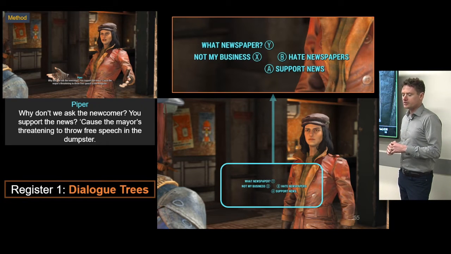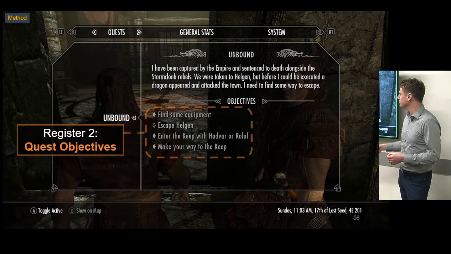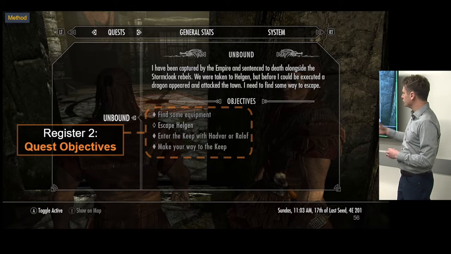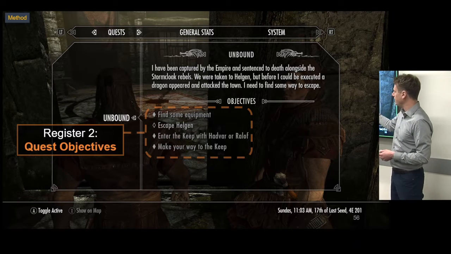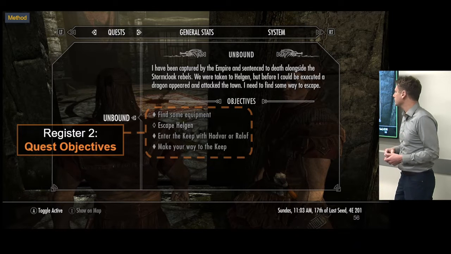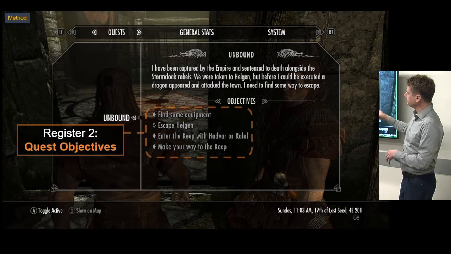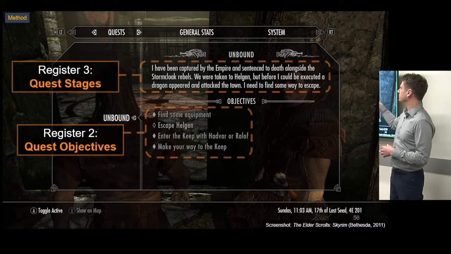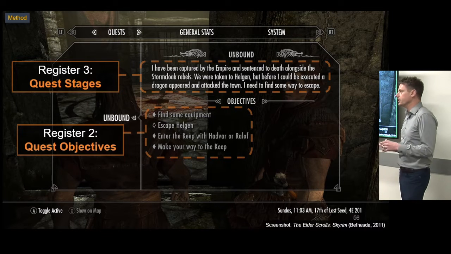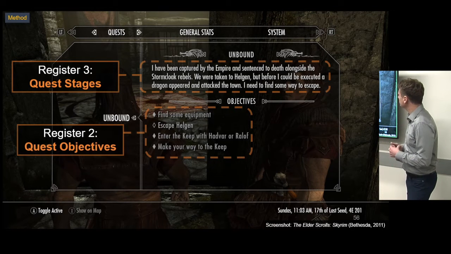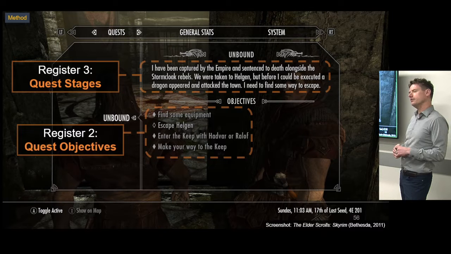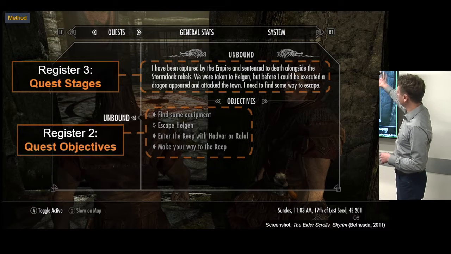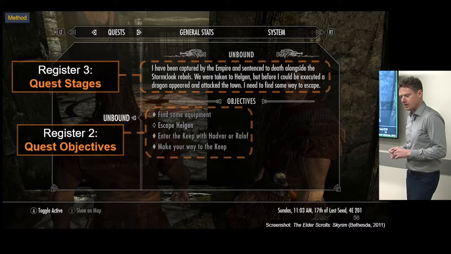And then there are two written registers, which I call quest objectives, and you see those here. Again, these aren't spoken, you just read them, they're in the menus of the game. They give a short task that you need to carry out in order to complete a particular quest or task, right? And right above that, you're seeing the third register, which is quest stages. These give context to these objectives as they relate to the broader storyline of the game. So in this one, I've been captured by the Empire, sentenced to death alongside the Stormcloak rebels. Sounds like a familiar story, right? They're taken to Helgen, and you have to escape in this dragon attack. So it gives the context of why you're doing these particular objectives.